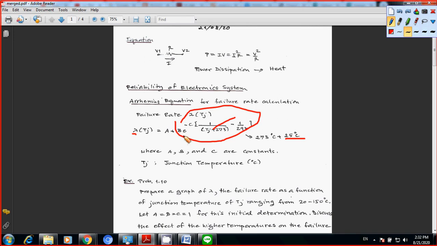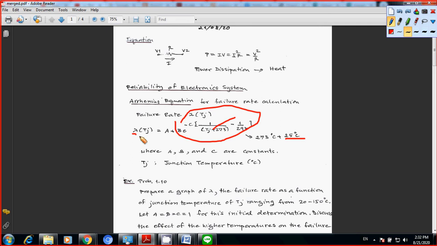So you end up with the failure rate increasing. Correct? Because this gives you exponential to the power of a positive number, so this term is getting larger. So you get lambda, the failure rate, greater than 2. So that corresponds to higher temperature, you have a higher failure rate.